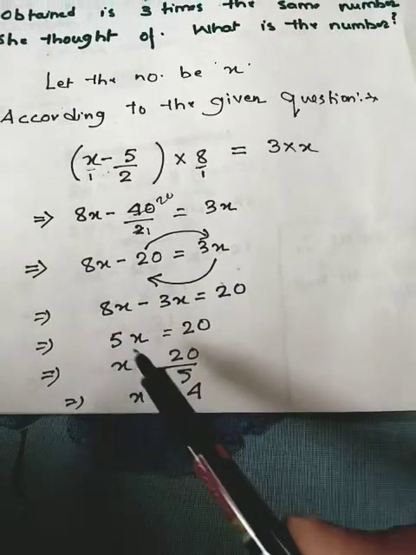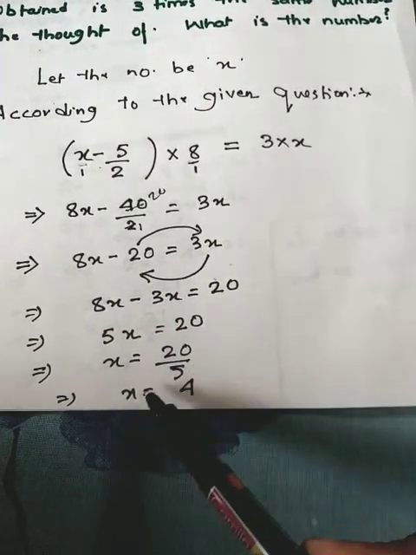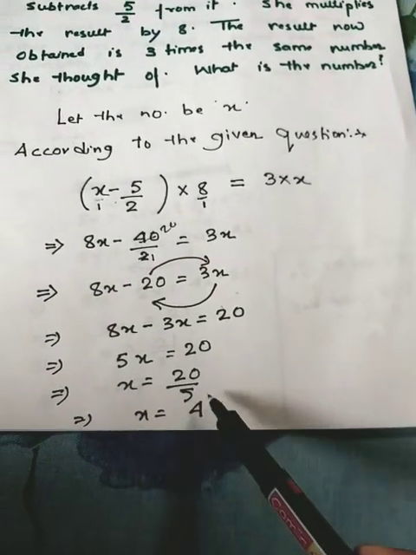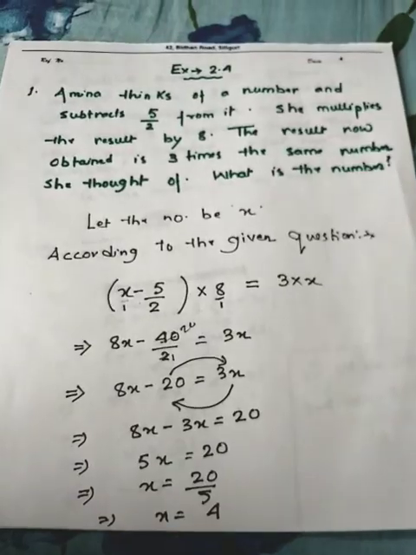Remove this 5, so 5 will go there. That is 20 divided by 5, so x equals 20 by 5. So finally we are getting the x value as 4. So this is the required number, students. Okay, so this is the solution of question number 1.